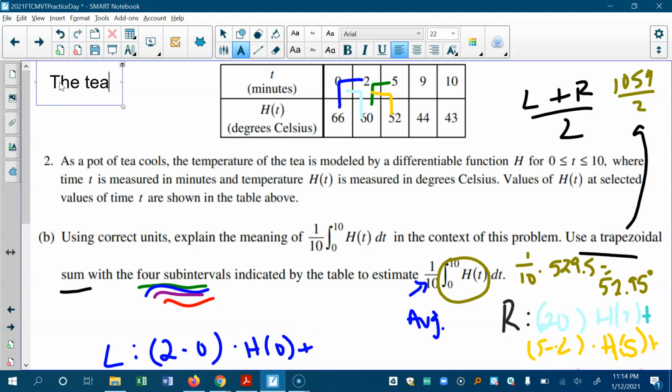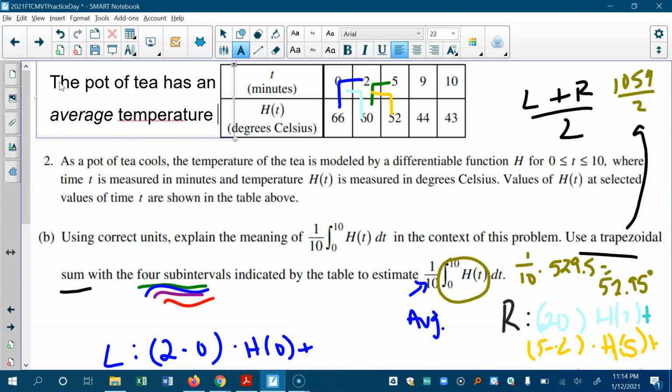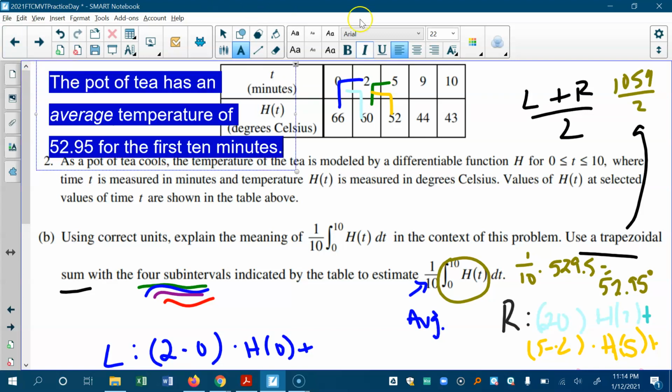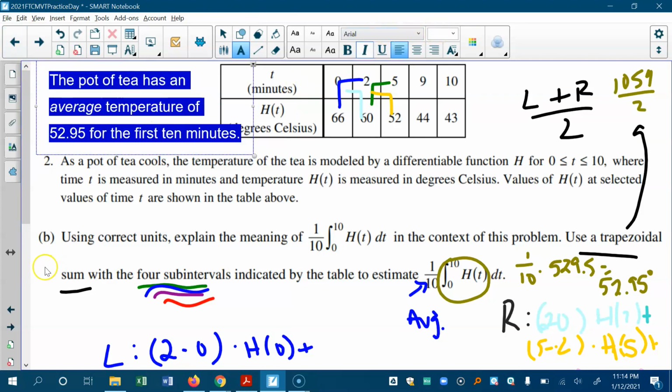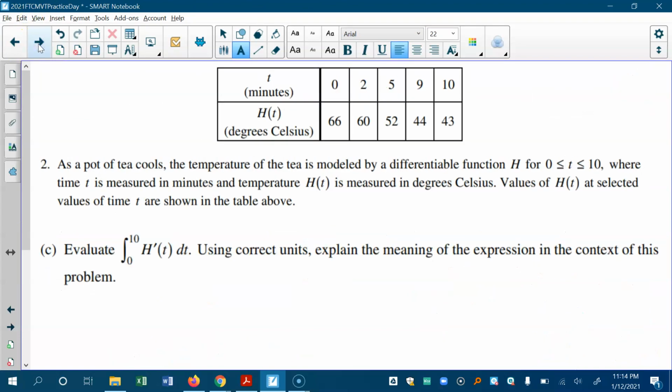The pot of tea has an average temperature, and that's the key word, has an average temperature of 52.95 degrees on the interval, or for the first 10 minutes. Okay, and that's my answer for this one. And since I want to move it along here, let's go to the next one.